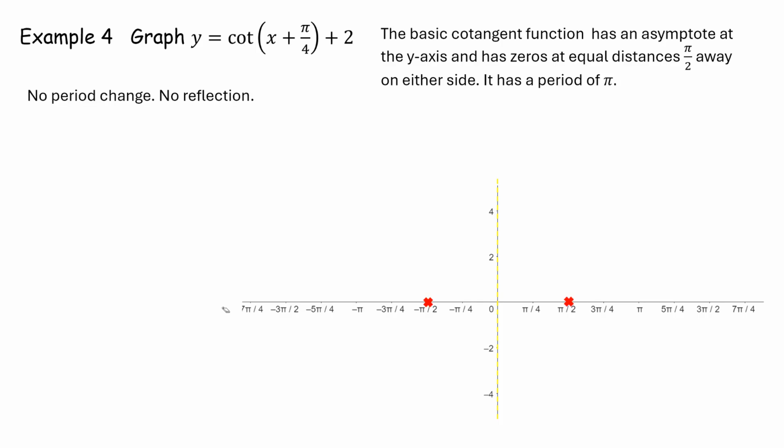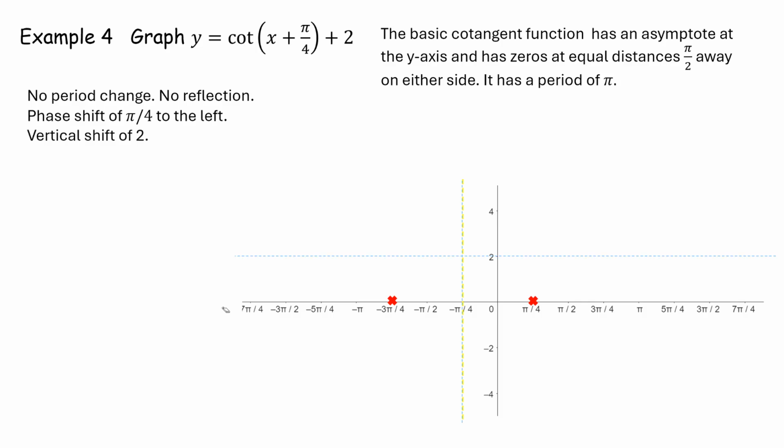There's no period change. Nothing's being multiplied by x. There's no reflection. It's not a negative cotangent. There is a phase shift, pi over 4 to the left. So we need to move everything to the left, pi over 4. So now we can see where we are, but we also have to add 2. We have to do a vertical translation up, 2 spaces up.